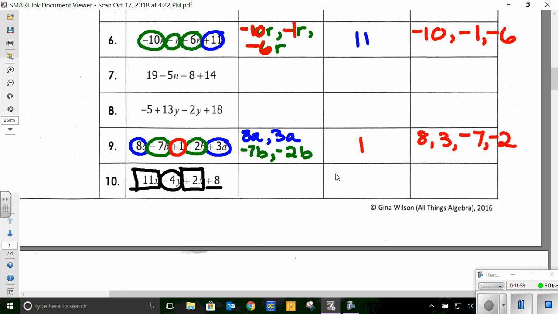Go ahead and work on the rest of these on this side so that you can make sure that you really understand what you're doing.